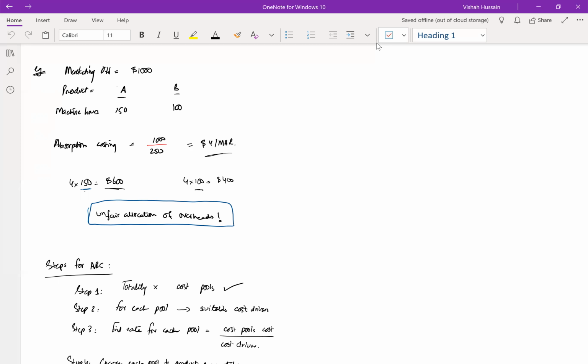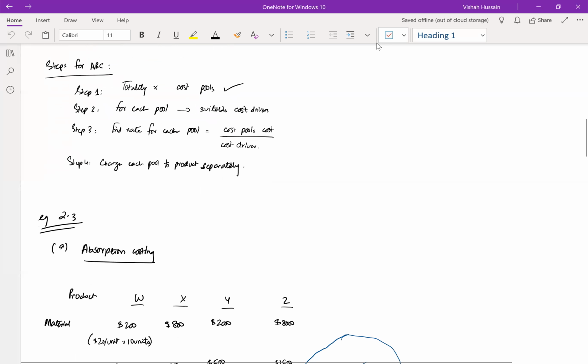But absorption costing does not assume that it's a mix and match. Absorption costing says that it's either going to be machine hours, or it's either going to be labor hours, or it's either going to be prime cost. So it's making a very unrealistic assumption that the whole factory is running because of machine or because of labor, okay, which shows that the overheads are going to be allocated in a very unfair way.